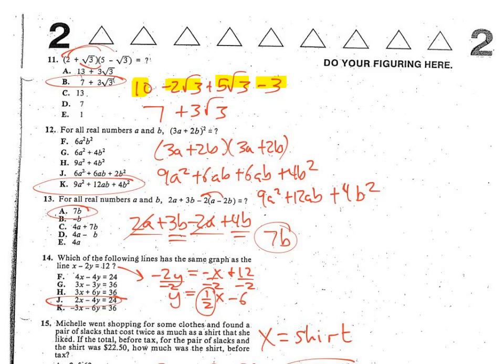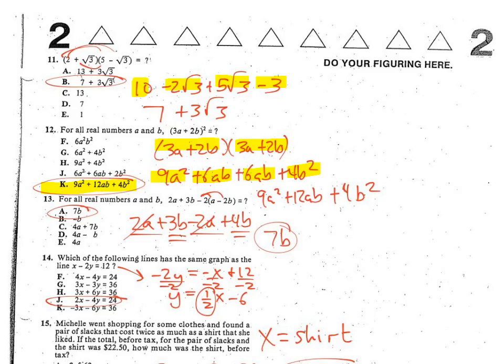For number 12, I would simply start by taking 3a plus 2b and writing it out twice, since it is that squared. And then just like the previous problem, I would go ahead and double distribute or FOIL again. 3a times 3a, 9a squared. 3a times 2b, 6ab. 2b times 3a, 6ab. And 2b times 2b, 4b squared. Again, after I multiply everything out, combine like terms, and those two middle terms combine to be 12ab, and we get K for our answer.